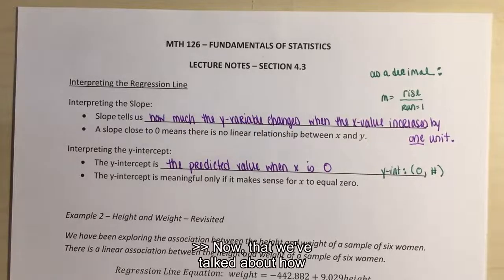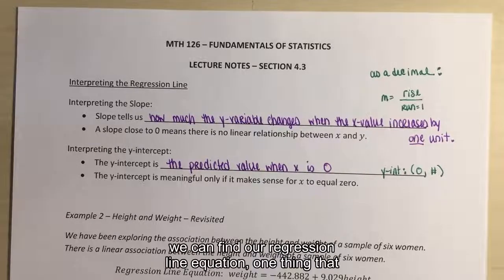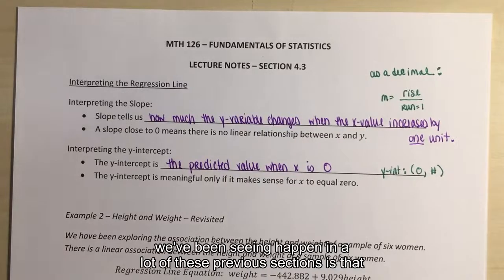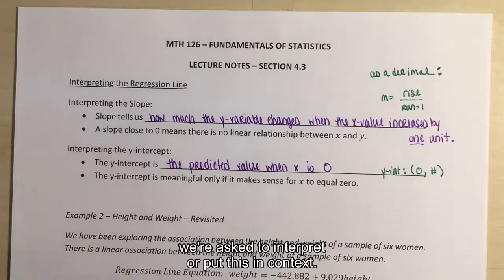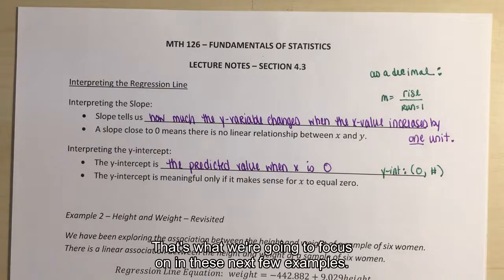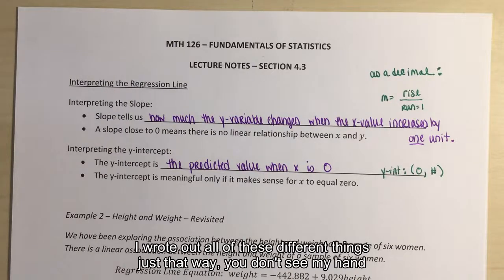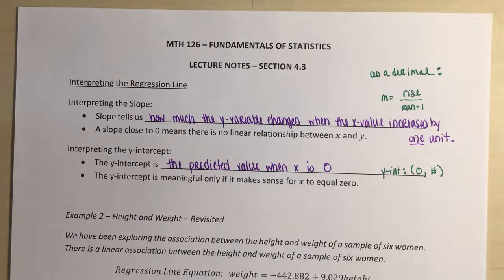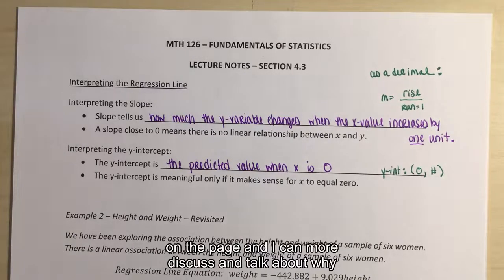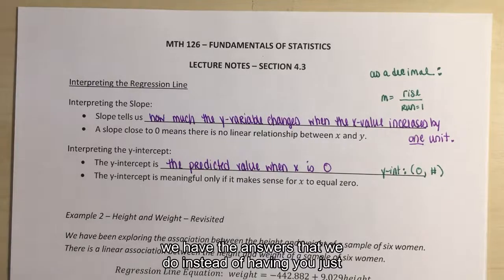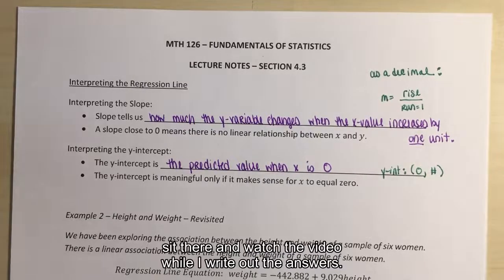Right, so now we've talked about how we can find a regression line equation. One thing that we've been seeing happen in a lot of these previous sections is that we're asked to interpret or put this in context. So that's what we're going to focus on in these next few examples. Again, I went ahead and kind of cheated. I wrote out all of these different things so that you don't see my hand on the page, and I can discuss and talk about why we have the answers that we do instead of having you just sit there and watch a video while I write out the answers.